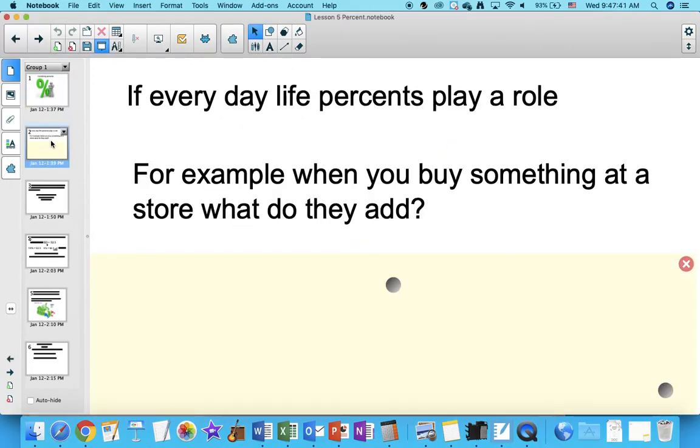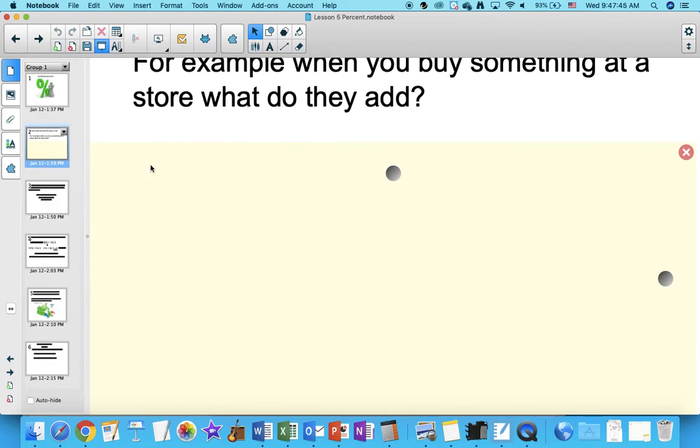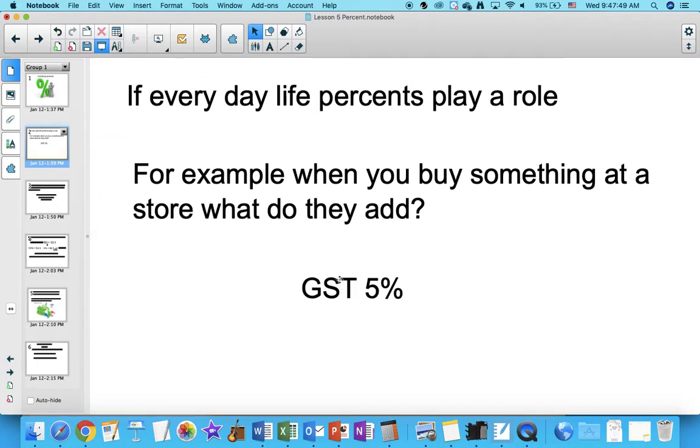For example, when you buy something, they add a little bit extra to the price of what you're buying. And this is called the GST, right? And typically it's about 5% GST in Alberta. So, when you buy something, they add 5% to your item when you buy it. So it's always a little bit more expensive than what the tag says.